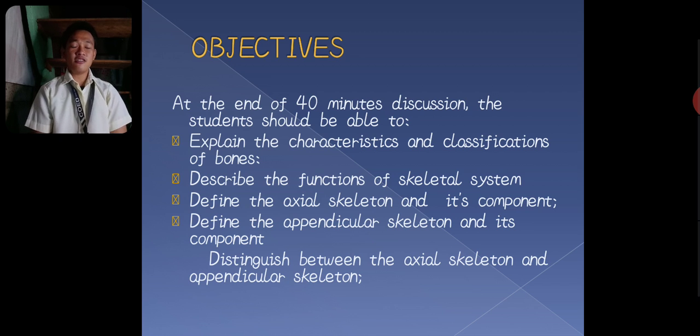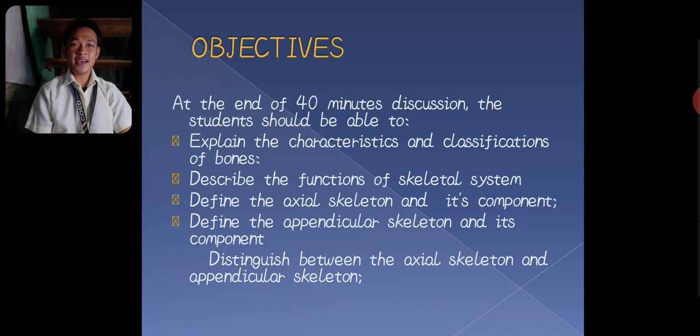Objectives. At the end of the discussion, the students should be able to explain the characteristics and classifications of bones. Describe the functions of skeletal system. Define the axial skeleton and its component. Define the appendicular skeleton and its component. Distinguish between the axial skeleton and appendicular skeleton.